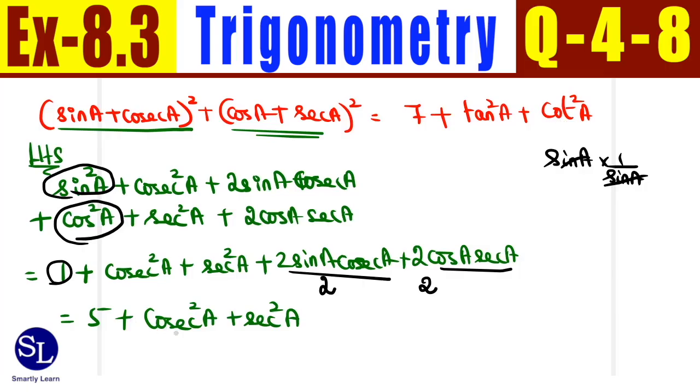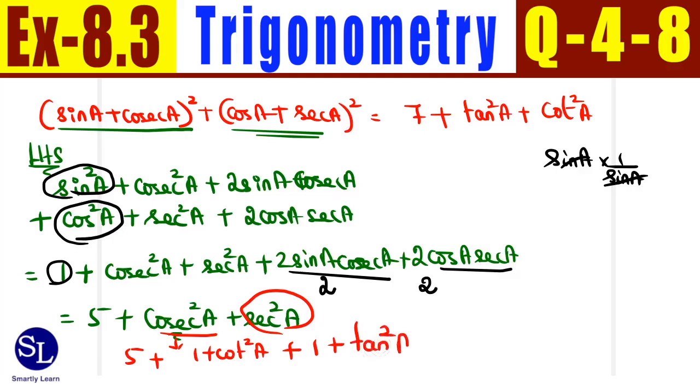So let's use the identity for cosecant² A. What is it that we know? Cosecant² A is 1 plus cot² A. So now I retain the 5. Only the cosecant² A I have written as 1 plus cot² A. Similarly, the secant² A can be converted as 1 plus tan² A. Now you add up the numbers, you get 7 plus tan² A plus cot² A, which is actually equal to my RHS.